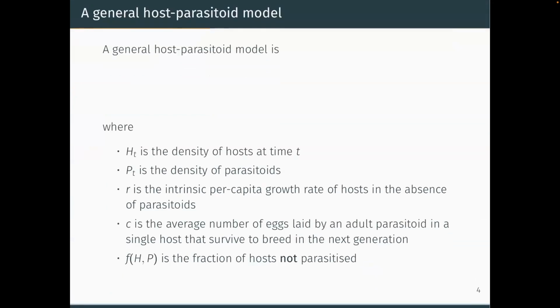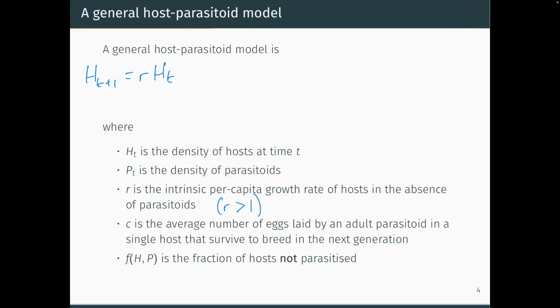Okay, so the general host parasitoid model forms something like this. If we have our hosts in time step t+1, we tend to think of this as about generations, so in the next generation. Suppose we've got some intrinsic growth rate for our host population. Our host density at time t is h sub t. We have some intrinsic per capita growth rate, R, in the absence of parasitoids. We're going to assume that R is always greater than 1.